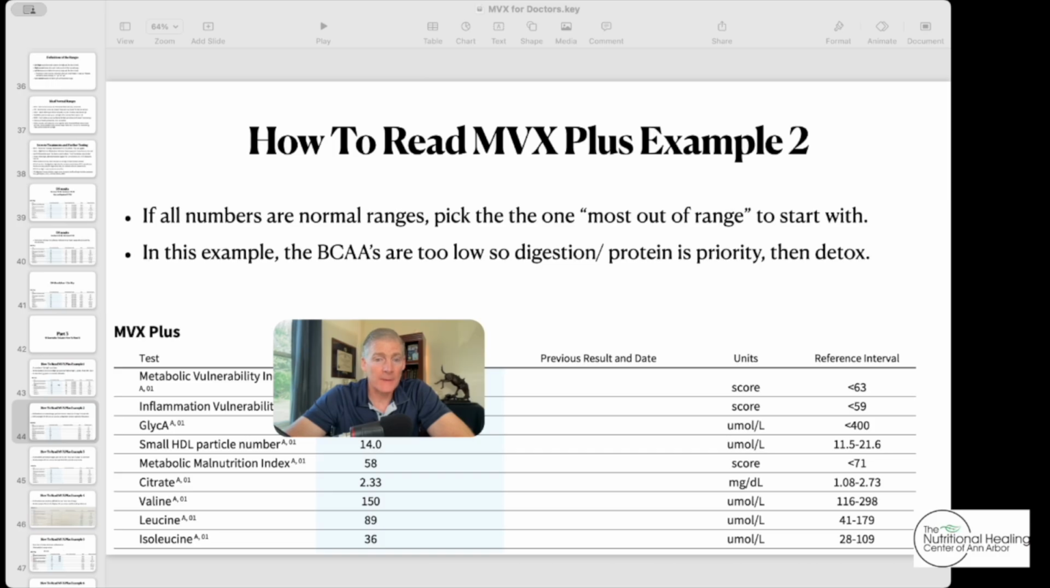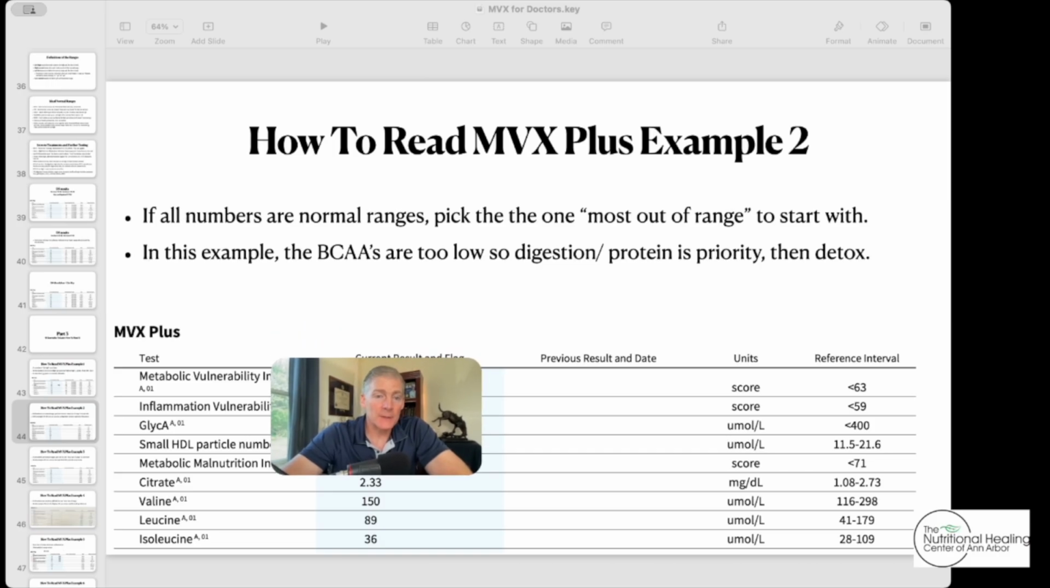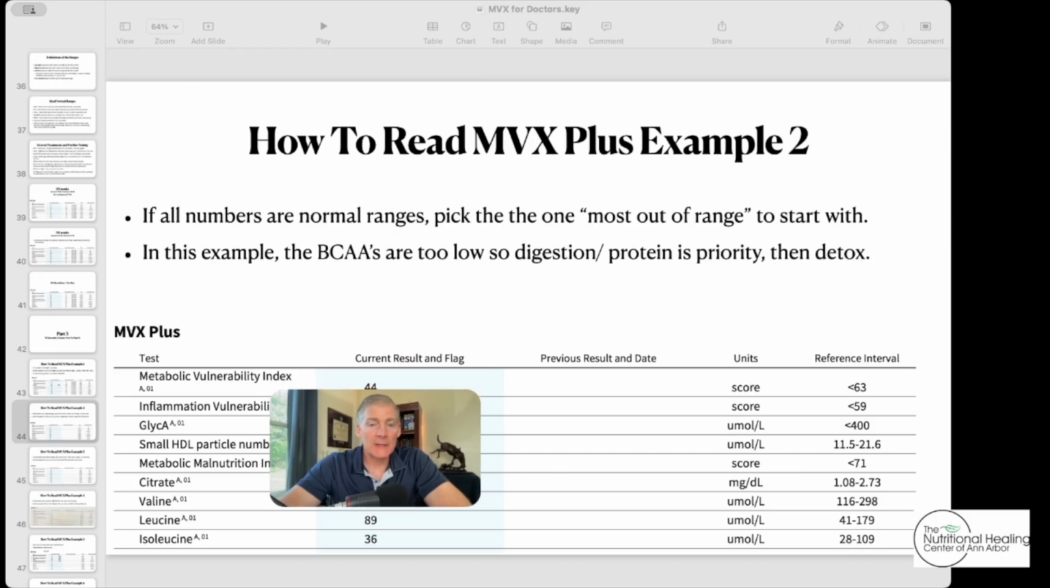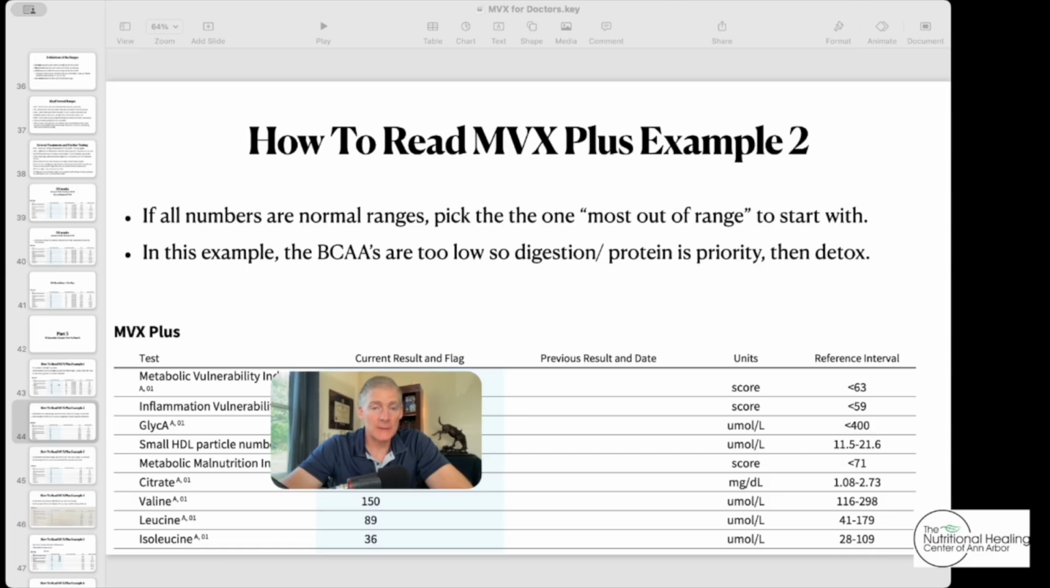That's too low. Now, they're also malnourished, so the citrate's a little bit high, and there's some supplements that fix that quite easily, but their valine should be 200. They're at 150. Their leucine's at 89. It should be 110, and their isoleucine should be at 55, and they're at 36.